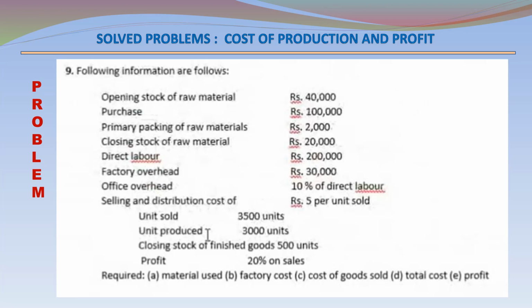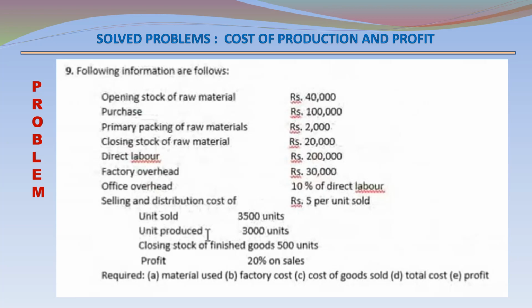Opening stock of raw material 40,000. Purchase 100,000. Primary packing of raw material 2,000. Closing stock of raw material 20,000. Direct labor 200,000. Factory overhead 30,000. Office overhead 10% of direct labor. Selling and distribution cost of rupees 5 per unit sold. Units sold 3,500 units. Units produced 3,000 units. Closing stock of finished goods 500 units.